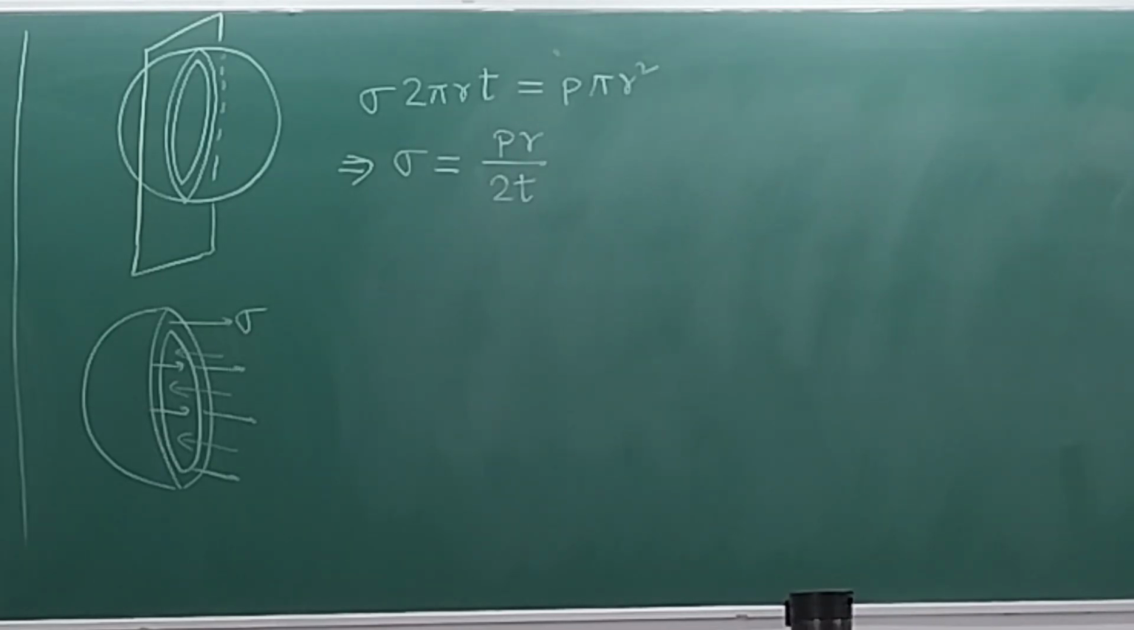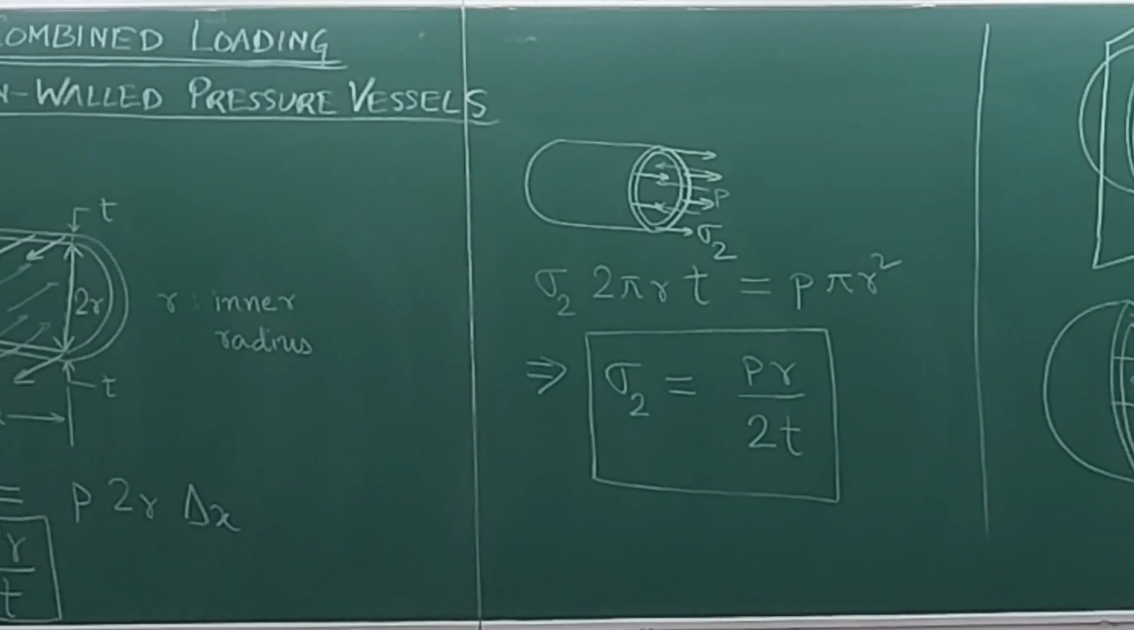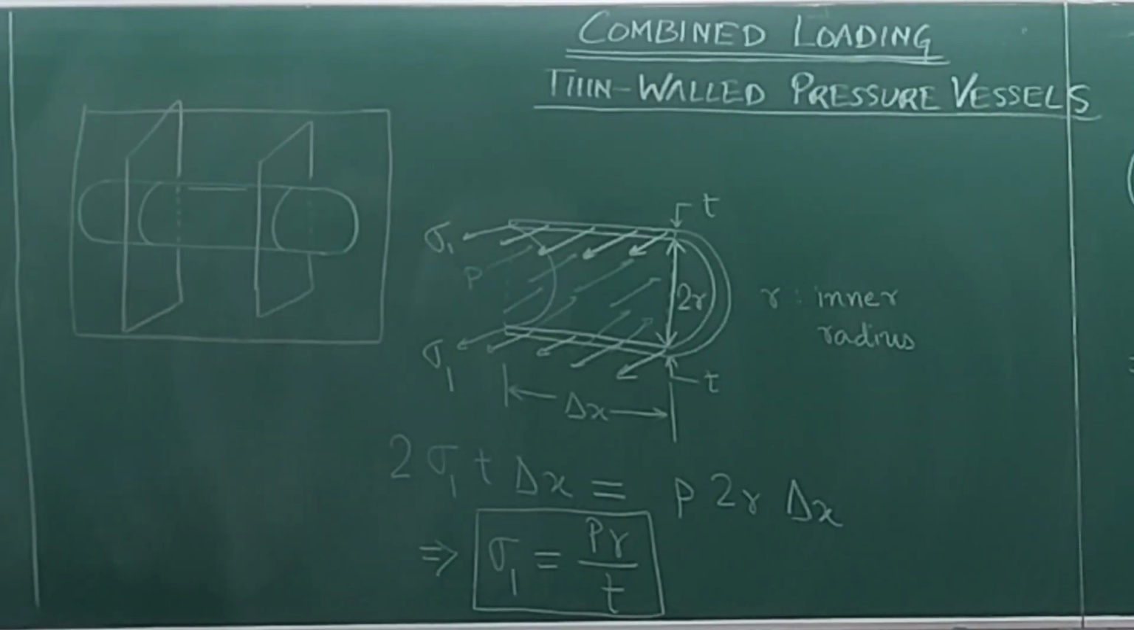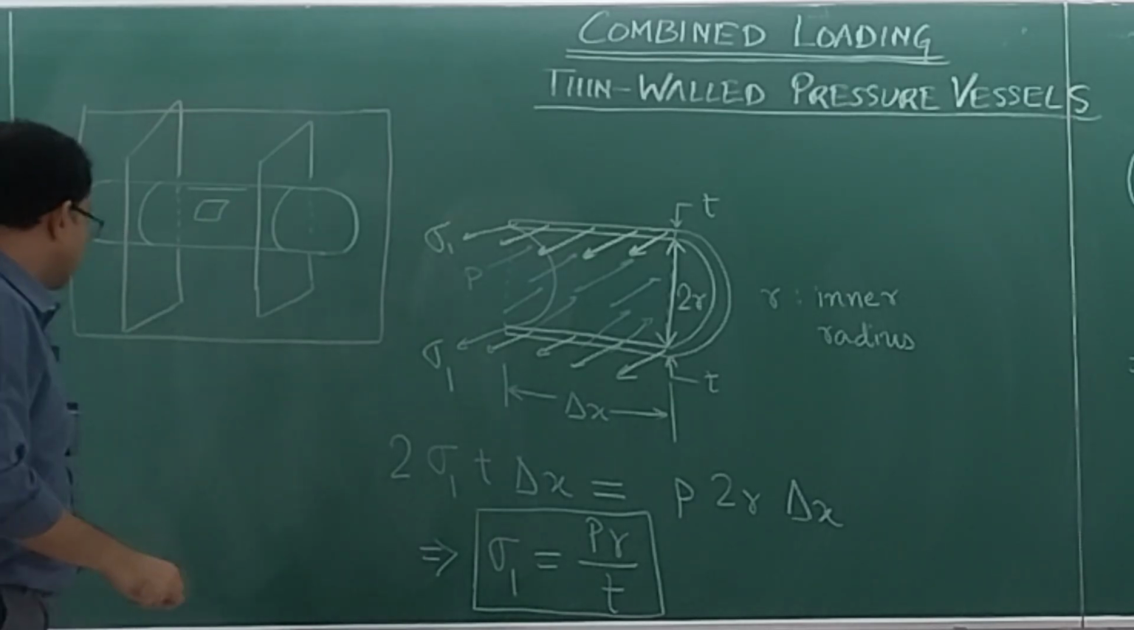Now, sigma 1 is equal to PR by T and sigma 2 is equal to PR by twice T. I want to probe this a little deeper, in a way which is not given in the textbooks. What have we actually found out here? If I come back to the original diagram and take a look at a stress element, what kind of stress element am I considering? I'm considering this kind of stress element. If I zoom into that, it will look like this.